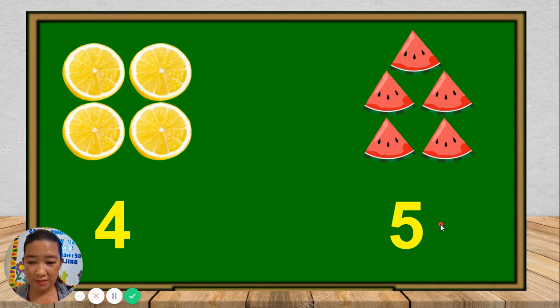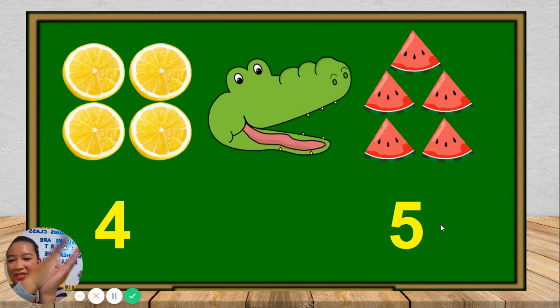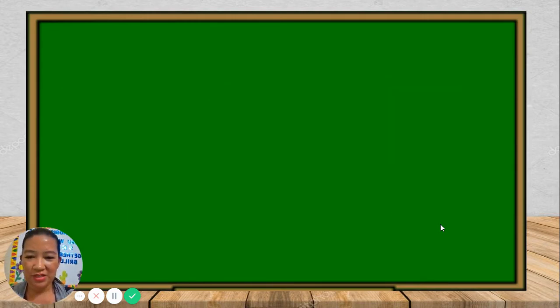Now let's try to compare it. Get ready with your hands. Remember, the alligator is always hungry and wanted to eat more. Okay, so which do you think is greater than or more in that set? Is it the 4 slices of lemon or 5 slices of watermelon? Ready with your hands. And we're going to munch the object that has more in a set. Ready? Yes, let's munch 5 because 5 is greater than 4. Great work, everybody. Now let's do the next activity.